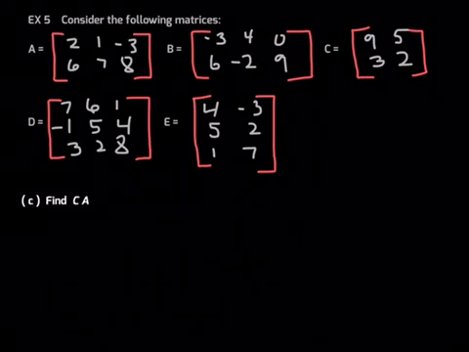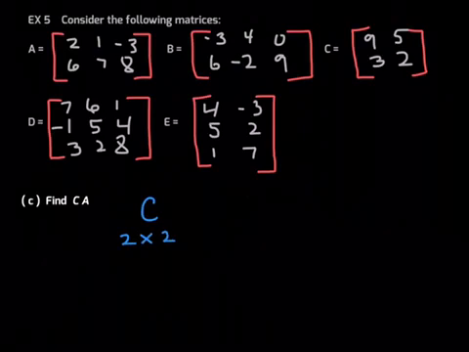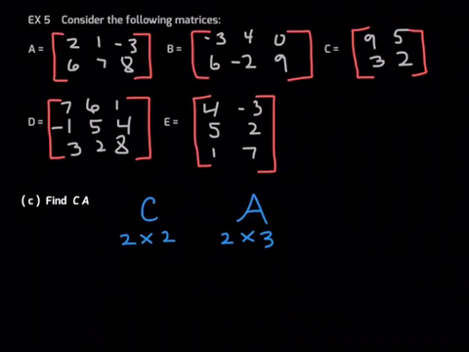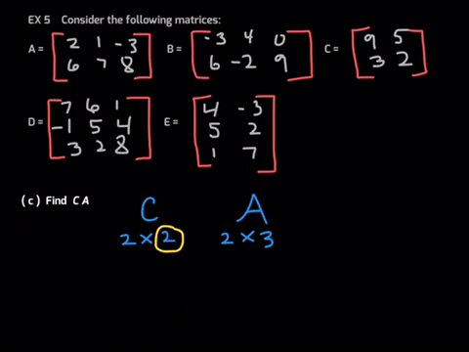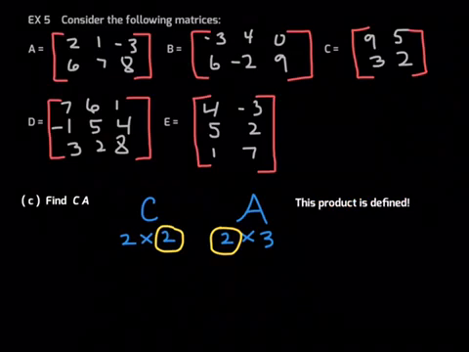Okay, the third question, find this product C times A. All right, let's see if we can do this product. Matrix C is a 2 by 2 square matrix. Matrix A is a 2 by 3. Can we find the product? Well, since the number of columns of C is equal to the number of rows in A, this product is defined. So now we can go find it.